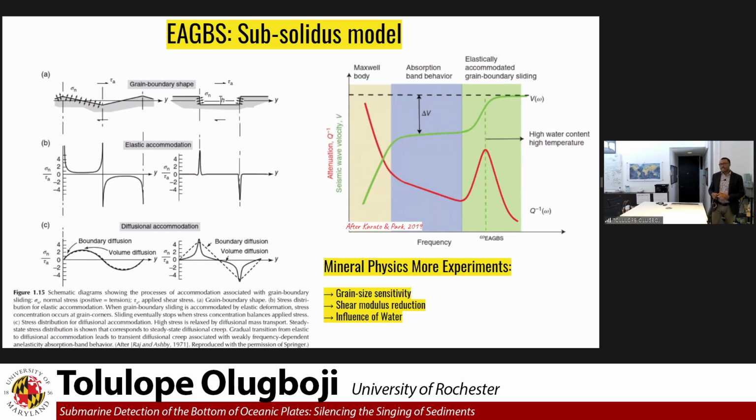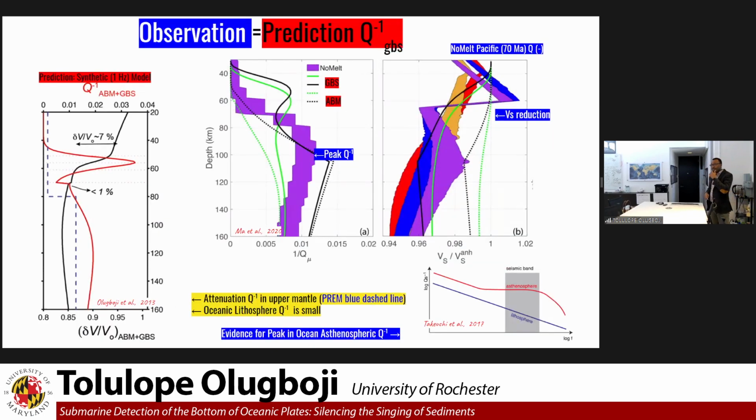As we've pointed out in the conversation with myself and Ved, the constraints on the details of this attenuation mechanism are still being studied in mineral physics experiments, in particular, the effects of grain size sensitivity, how much shear modulus reduction you have, and in particular, a very difficult constraint, the influence of water. But we believe that this mechanism is a valid mechanism.